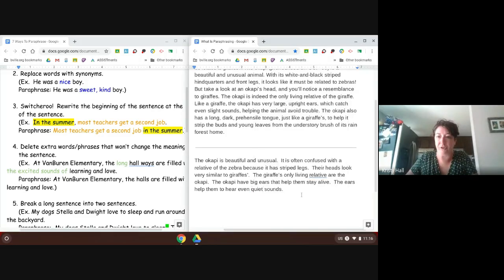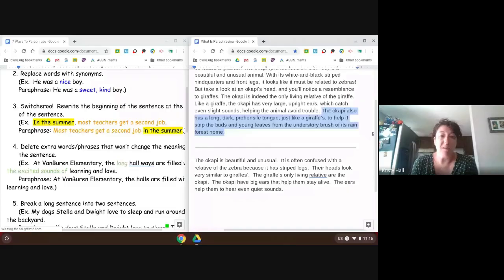Here. So again, we can do a switcheroo. We can replace words, remove words. We can split it into 2 sentences. Let's think about what the sentence is telling us. They're describing the tongue and comparing it to the giraffe, and they're telling how they use it and what they use the tongue for. So how can we restate this?